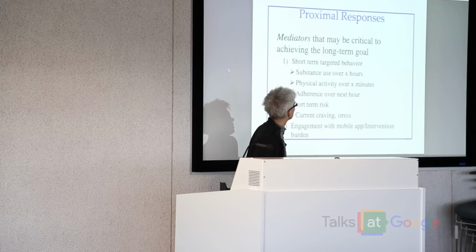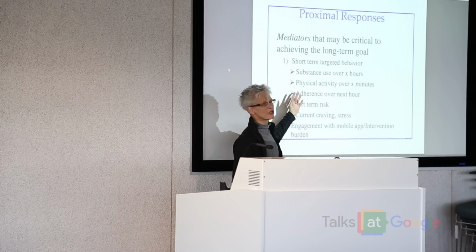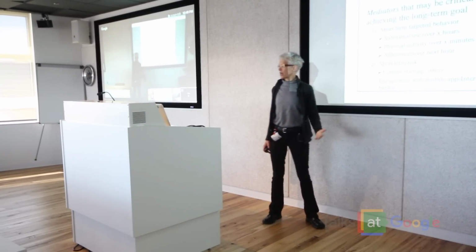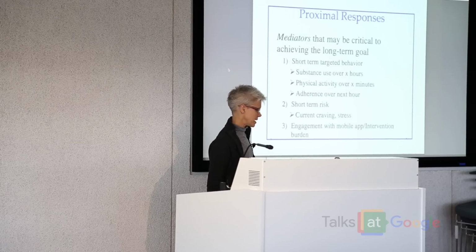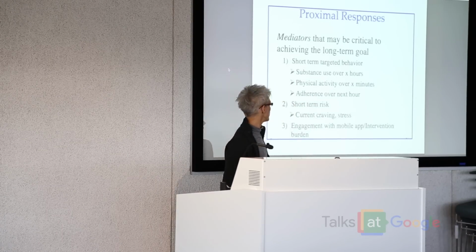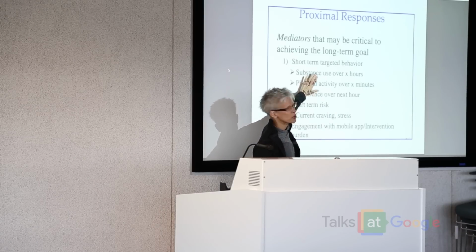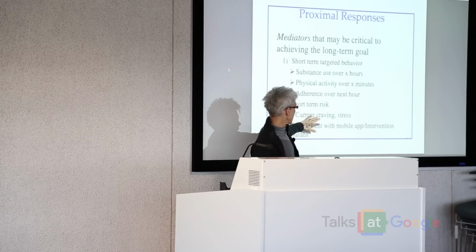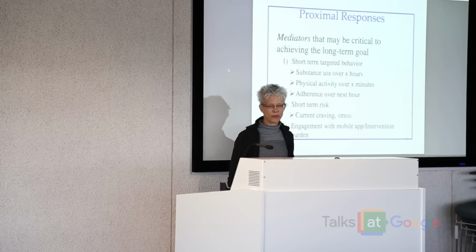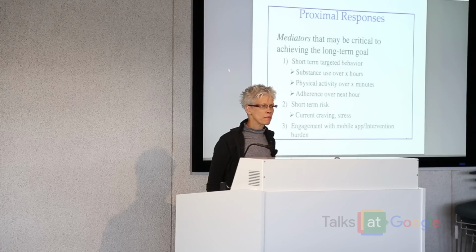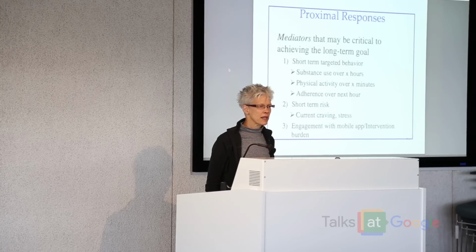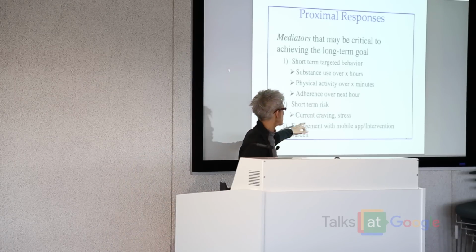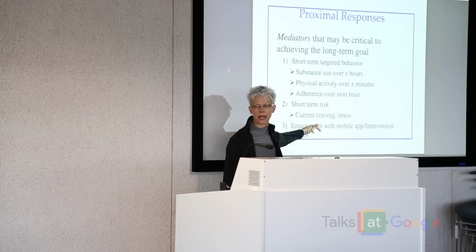So here I've given some examples of what the proximal response might be. Substance use over the near time, if you're interested in reducing relapse. Physical activity, if you're trying to help people who want to be less obese. Medication adherence over the next time. Often this is the same as the short-term targeted behavior: the distal outcome is a behavior, and the proximal response is a behavior. In other settings, it's some measure of short-term risk. For example, in smoking cessation, one of the big determinants of why people tend to relapse is having problems with stress management, because smoking is used to help you manage stress. And so stress would be a classical kind of mediator that you might want to impact.